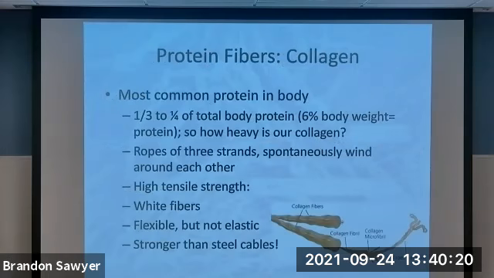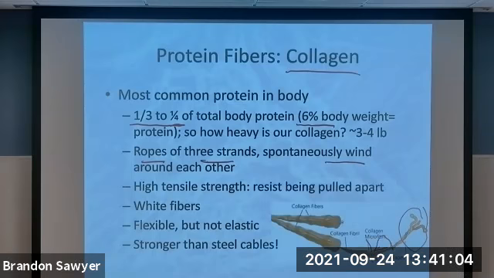Let's talk about the 3 general protein fibers we find. Collagen is the most common protein in the body, somewhere around 1/3 to 1/4 of our total body protein. About 6% of our body weight is protein, so most of us have, on average, around 3 to 4 pounds of this protein in our bodies. It looks like ropes of 3 strands that spontaneously wind around each other. We can see those 3 strands winding around each other, and then those bigger 3 strands wind around other ones, and it keeps winding up into this extremely strong fiber.